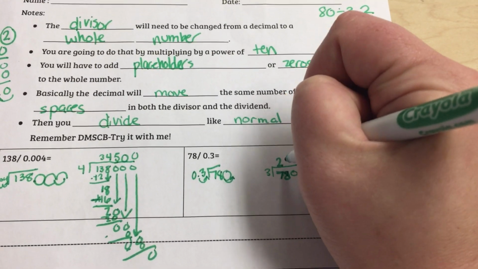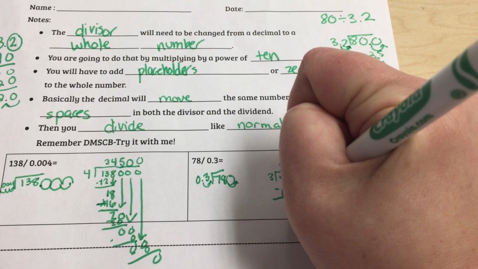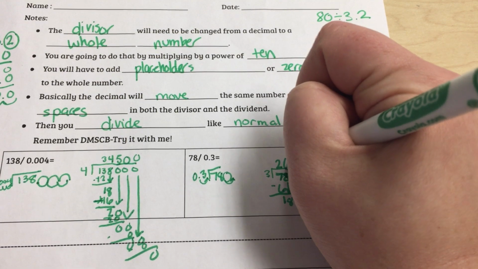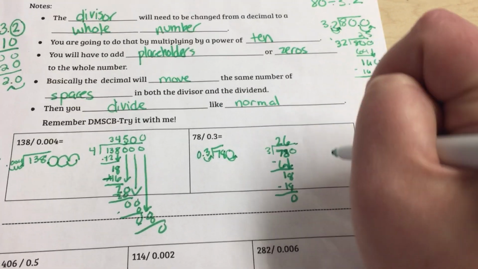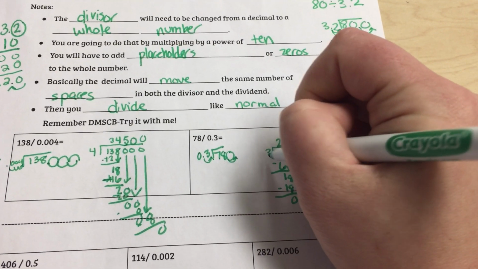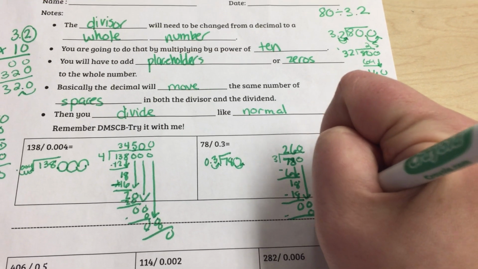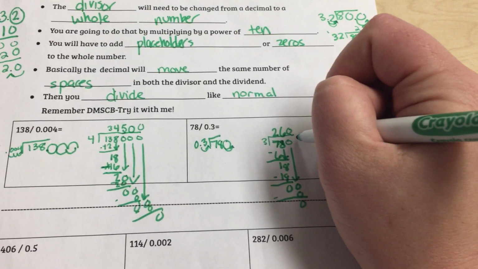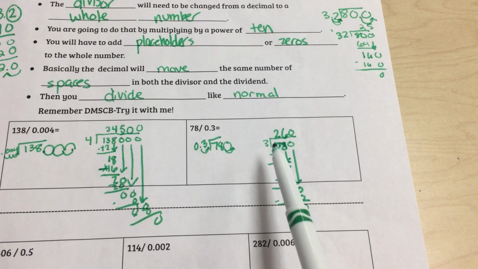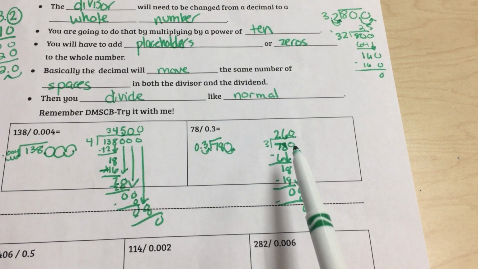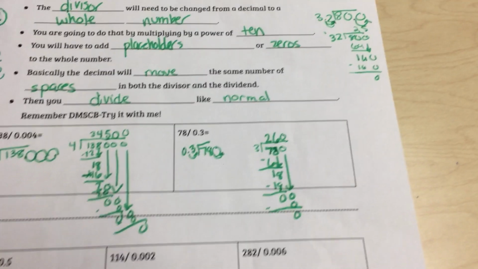So 3 goes into 7 2 times. 2 times 3 is 6. When I subtract, I get 1. Bring down my 8. 3 goes into 18 6 times. 6 times 3 is 18. You're going to subtract and get 0. Bring down your 0. 3 goes into 0 0 times. 0 times 3 is 0. Subtract and get nothing. I only stop when I have nothing left to bring down. So I have 260. I have no decimal in my divisor, no decimal in my dividend, so I don't need a decimal in my quotient.